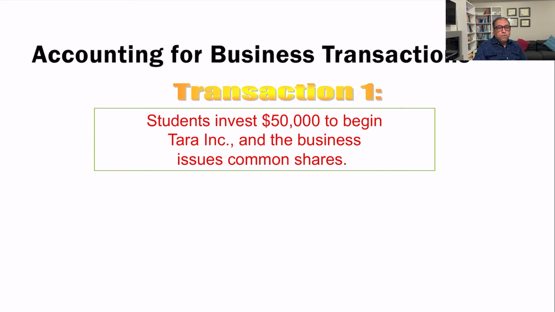It's an example, and we have to try to understand. Students invest 50,000 to begin a Tata corporation, and the business issues common shares. So what are we doing? We are starting a business, and we are investing 50,000 as a student into the business.